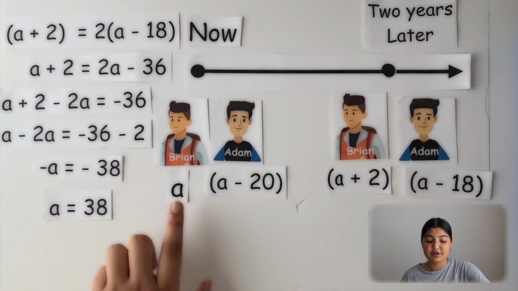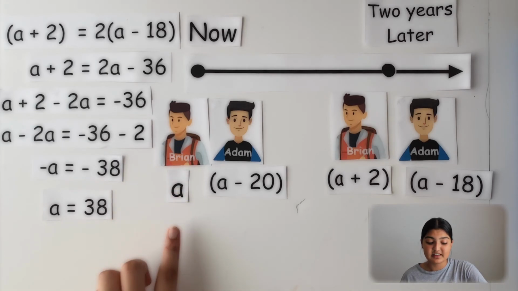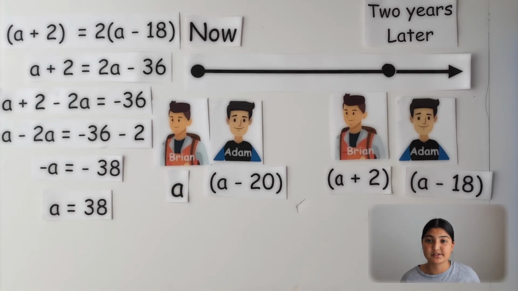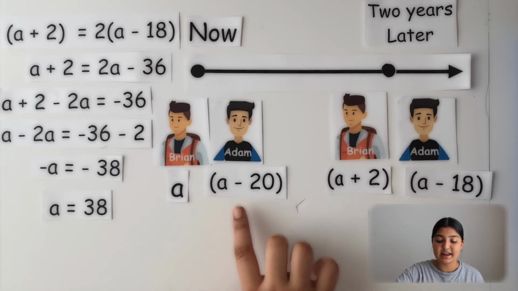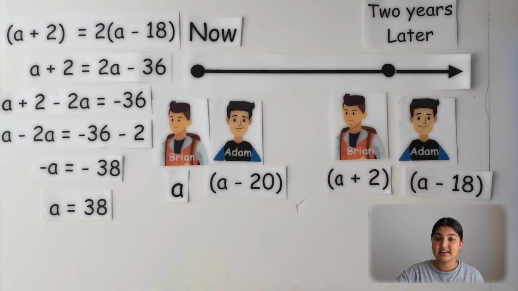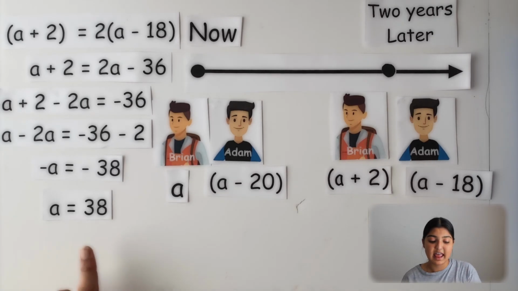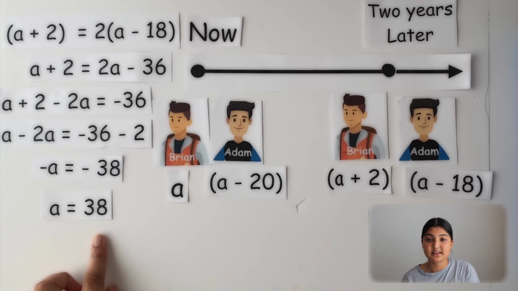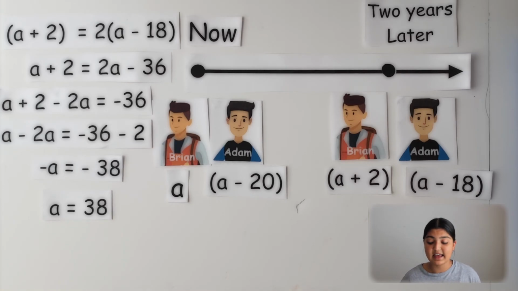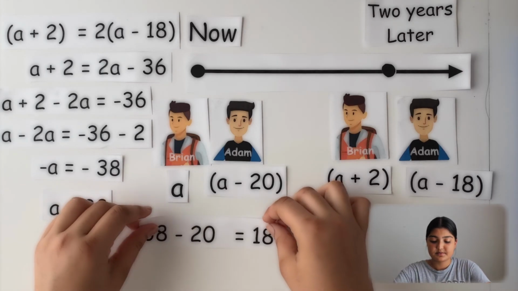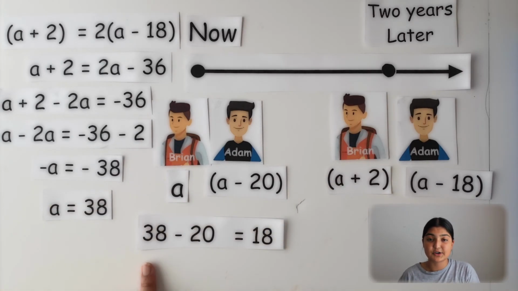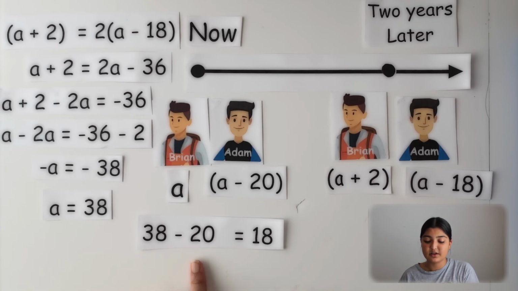So, Brian now is 38 years old. But how old is Adam? Well, we know Adam's age now is A minus 20. And we know A is 38. So, Adam's age is 38 minus 20, or 18 years old.